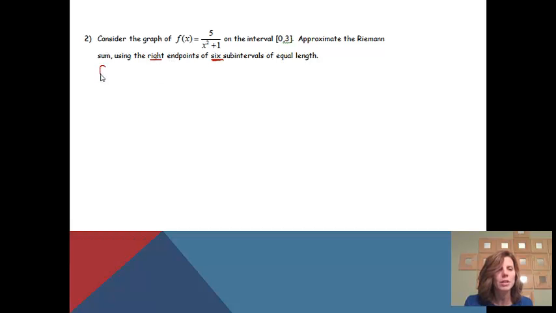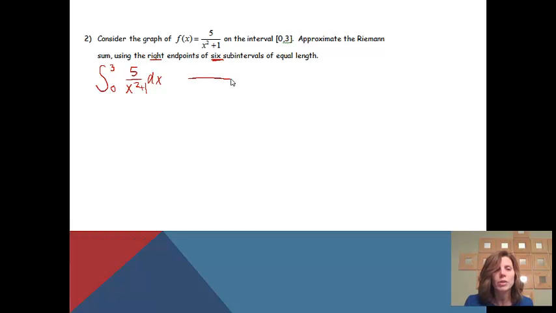Basically what this is asking us to do is find the area under the curve, or find the integral from 0 to 3 of 5 over x squared plus 1 dx. And I do want to put dx just to let people know that my variable is x. Basically, without even having to draw the rectangles, I know there will be 6 rectangles and I will rely on the right endpoints.